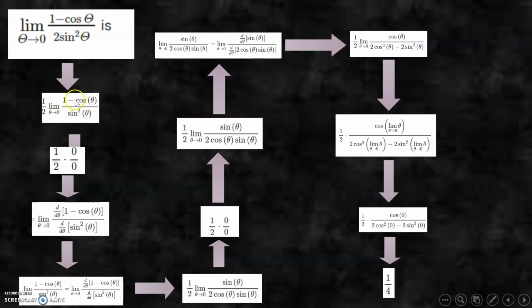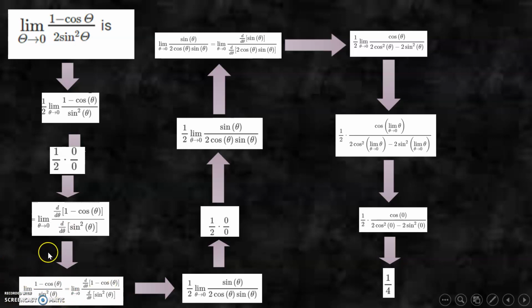So if we evaluate the limit of 1 minus cos theta, it will equal 0, and sine squared theta will also equal 0. We'll be left with this now. Since 0 over 0 is an indeterminate form, now we are going to apply L'Hopital's rule. Since we have already evaluated the limits of both the numerator and denominator, it is time to evaluate the derivative of both the numerator and denominator.